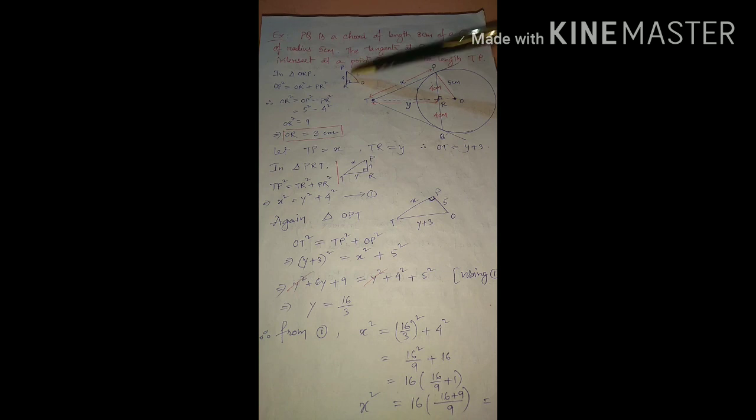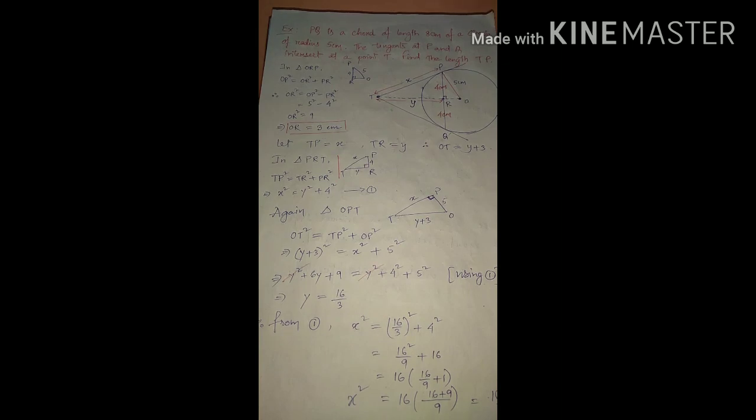So easily we can apply the Pythagoras theorem. The Pythagoras theorem says hypotenuse square equals perpendicular square plus base square. So after writing this, OR square equals OP square minus PR square, we shift PR square to the left hand side, and then we write here. After calculating this OR length we get 3 cm. Is it clear?